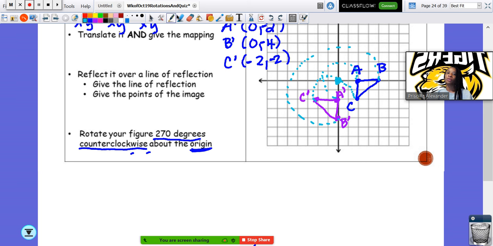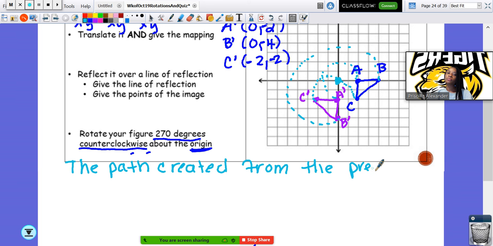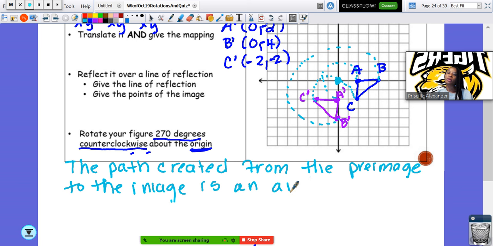But here, we're going to write that the path created from the pre-image to the image is an arc. Okay, so that's going to be an arc there.